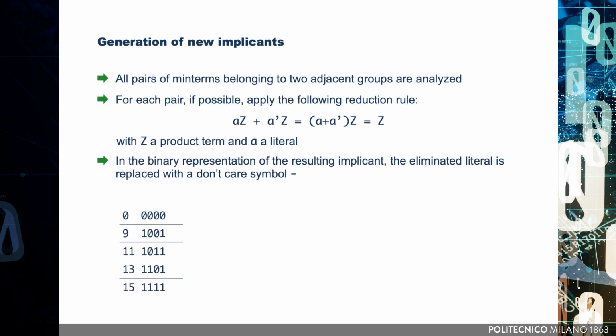Let's continue the example from earlier. The first pair we examine is 0 and 9. Since these two minterms differ in 2 bits in the same positions, that is, they have a Hamming distance of 2, no reduction is possible.